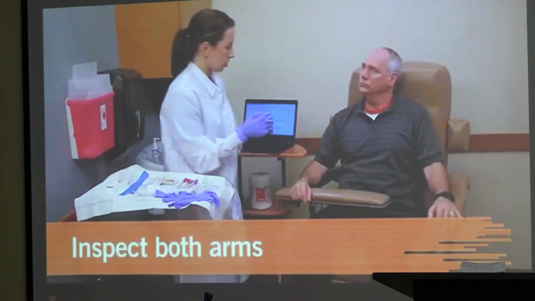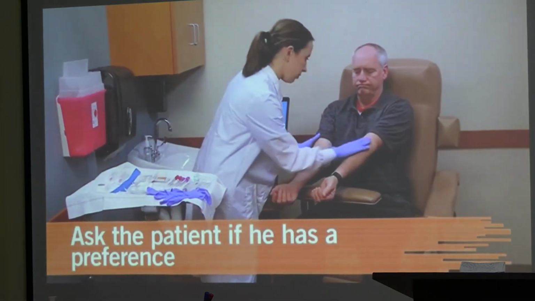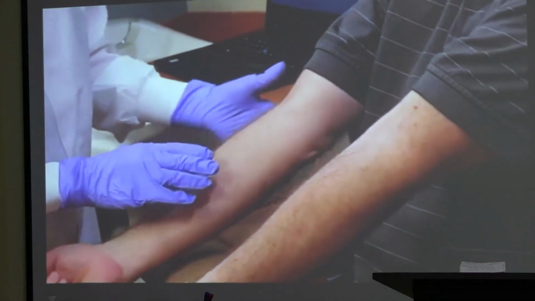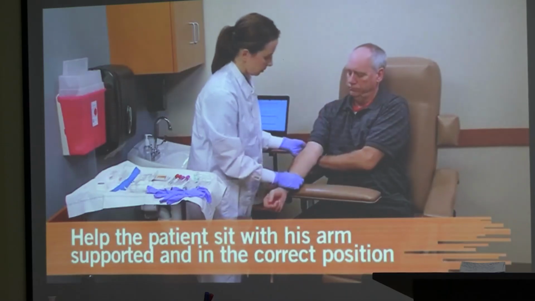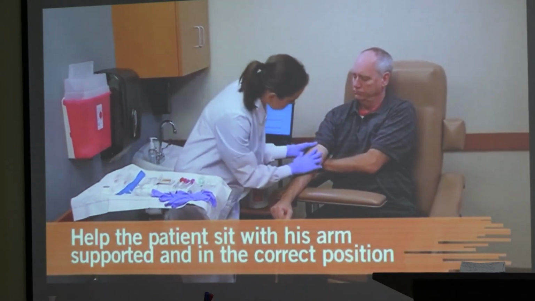Inspect both of your patient's arms and ask your patient if he has a preference. Help your patient sit with his arm well supported and straight in a slightly downward position.